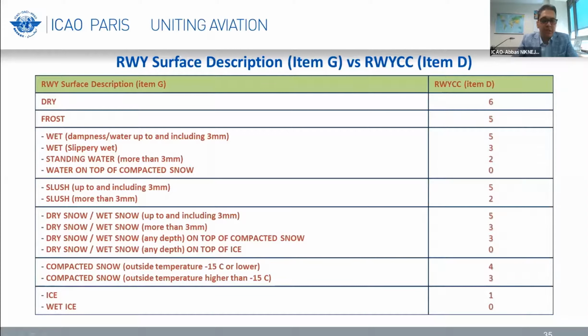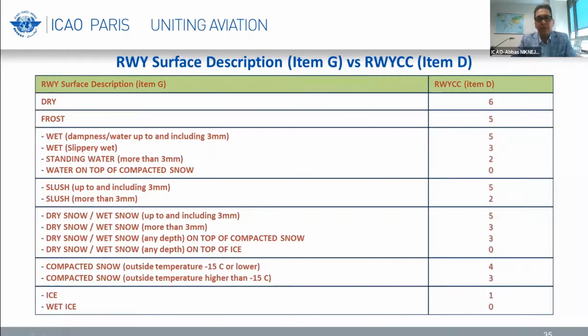If it's a slippery wet, which as per definition, it's a wet runway with downgraded or degraded friction coefficient, and as AIS, AIM, we are not assessing it. Airport operators will report it to us, and then runway condition code is 3 for that one. If water exceeds 3 millimeters, it means that if it's 4 or above, then runway condition code is 2. And if water exists on the top of compacted snow, runway condition code is 0.